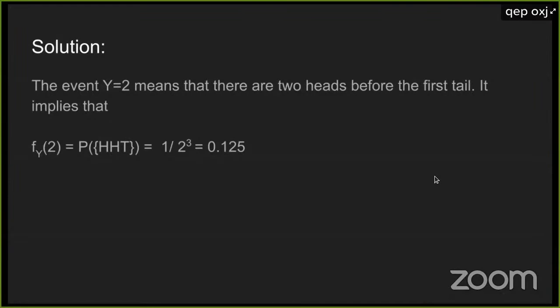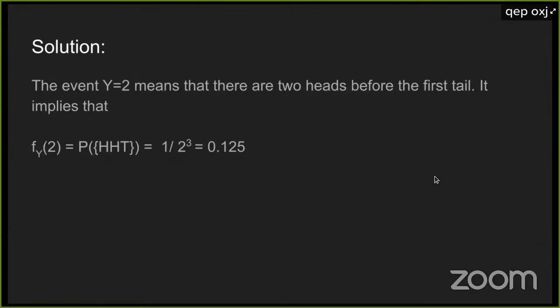This is as simple as this, right? The event y equals 2 means that there are two heads before the first tail. So it implies that f_Y(2) is equal to the probability of the event where I get H, H and T. So what is the probability? It's 1 by 2 cube, that is equal to 0.125. So it's correct, right? There is no confusion in this, right?